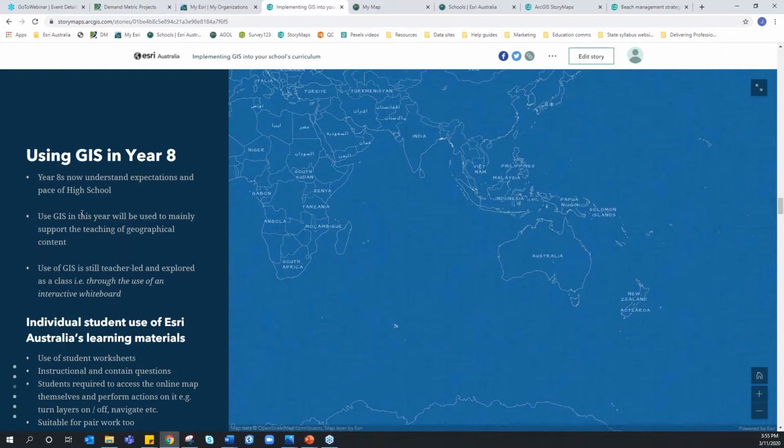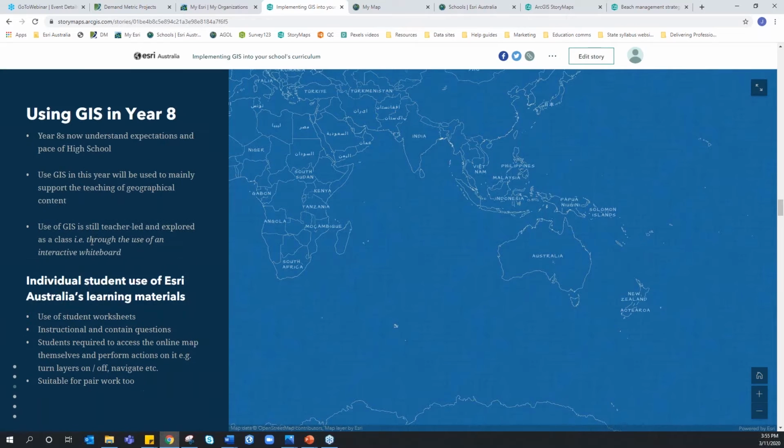Knowing the Year 8 geography curriculum, my advice would be to use GIS most of the time to support the teaching of content. Depending on what you focus on in the landforms and landscapes unit, you might be able to also use it for some fieldwork, and I'll touch on that in a second.